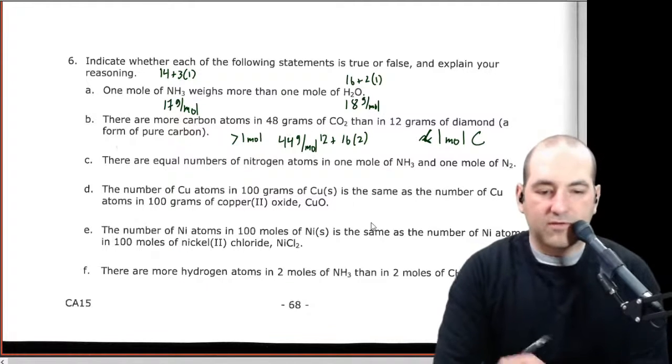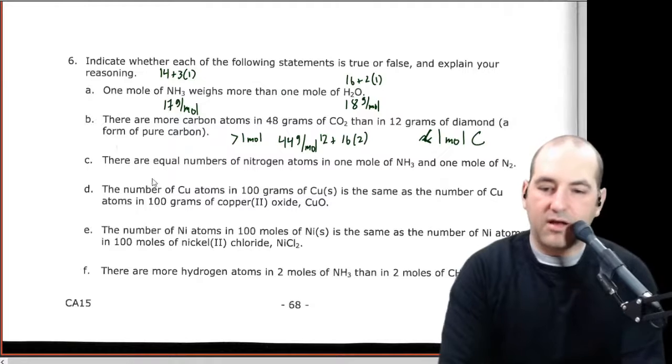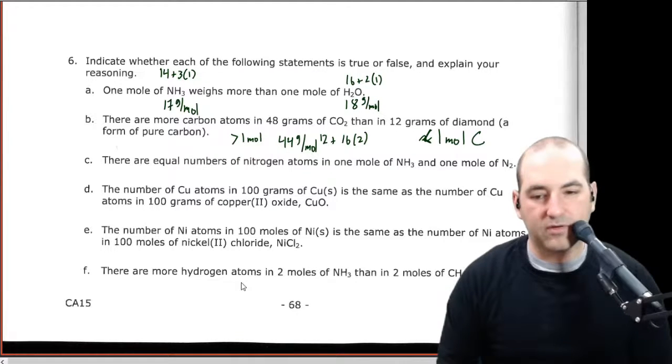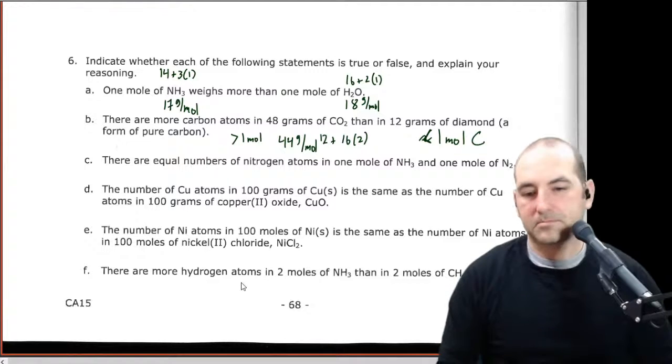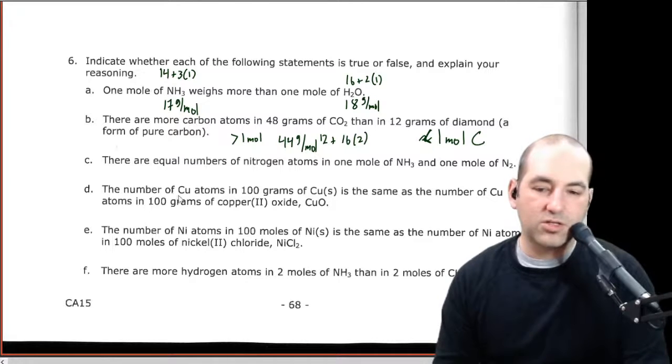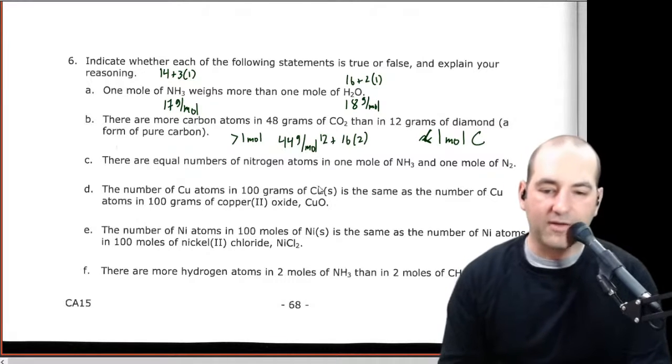All right, I'll save C for you. Try that out. And then let's look at D and E together. So D, this is where it gets a little confusing, and we really have to try to keep it straight what's being talked about here. D says the number of copper atoms in 100 grams of copper is the same as the number of copper atoms in 100 grams of copper 2 oxide. So you have the same weight of each of these. Do you also have the same number of copper atoms?